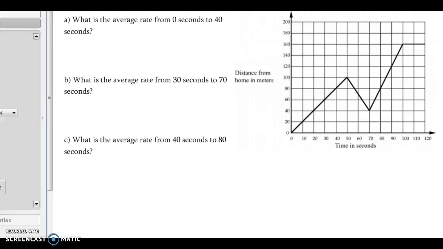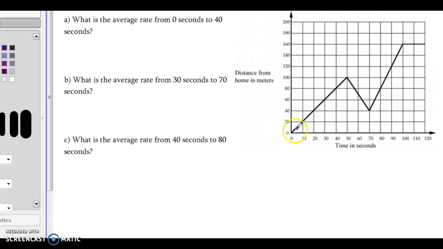Hello students, this is a review for the interim assessment that's going on the first week of January, interim assessment number 2. This was a requested video about looking at the average rate of a given graph. So here's a graph that's given, and there are 3 questions about average rate of 2 different points in the graph. The first one says, what is the average rate from 0 seconds to 40 seconds?